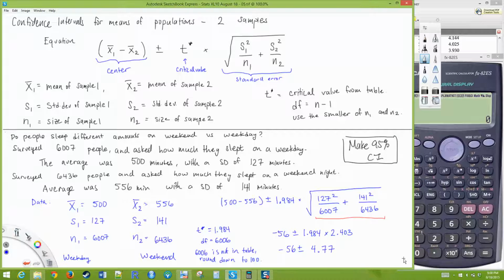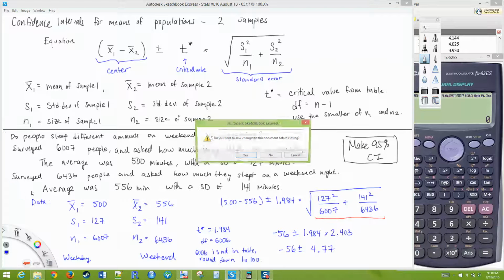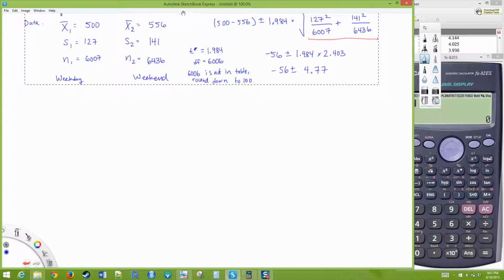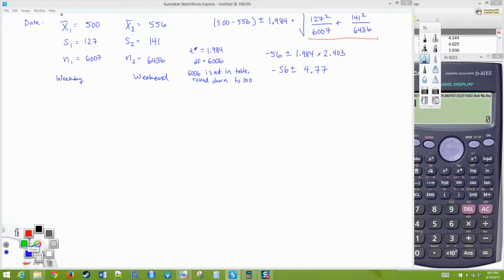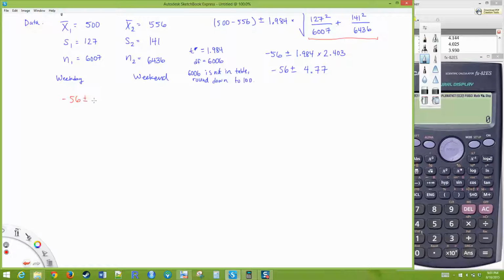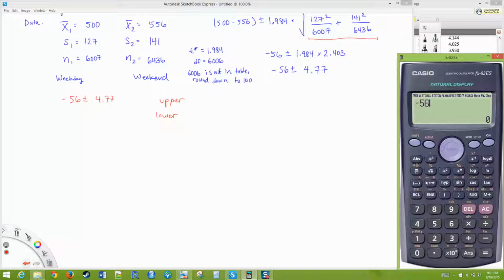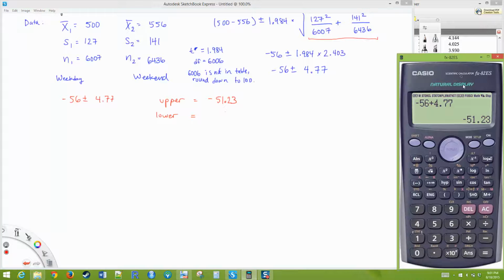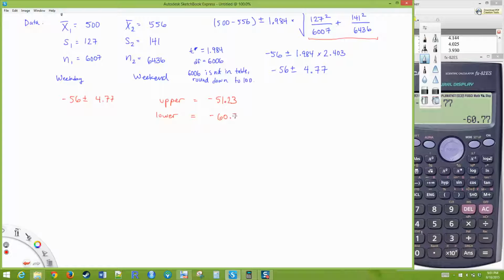Okay, I'm going to copy all of this into the next slide so I can continue on here. And so my final answer is negative 56 plus or minus 4.77. So my upper bound and my lower bound will be: negative 56 plus 4.77, I get negative 51.23. And then I do a minus, and I get negative 60.77. My upper and lower bounds.